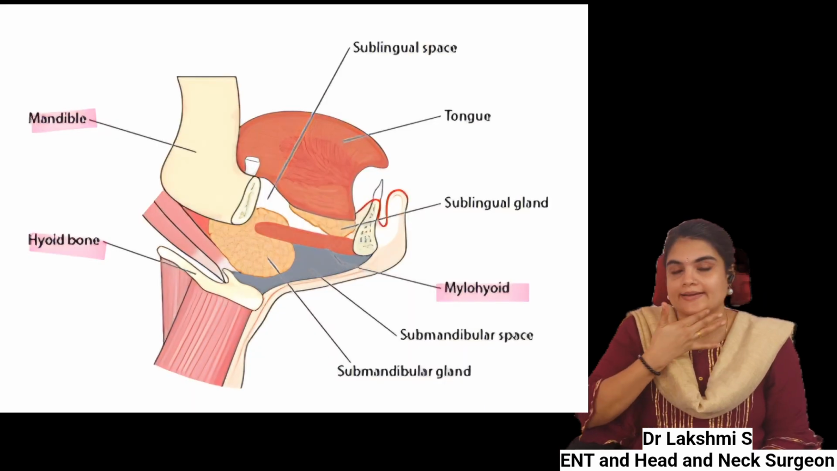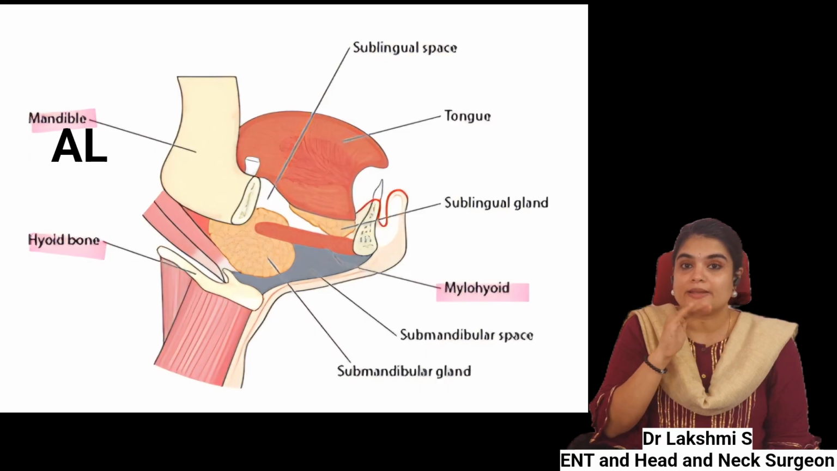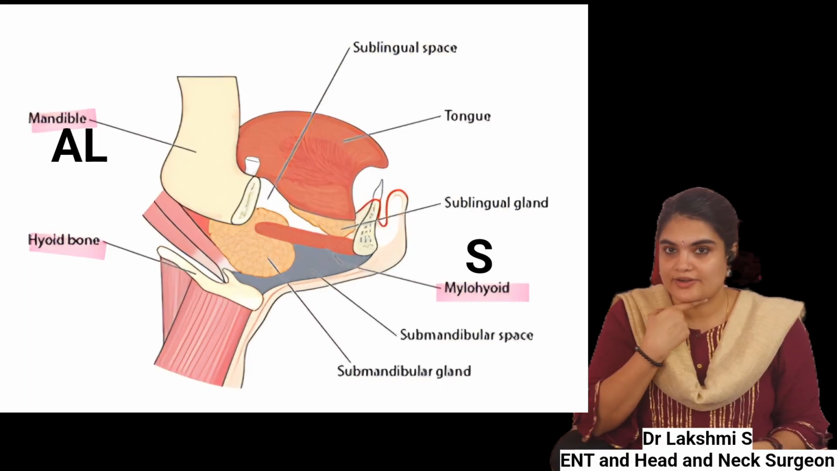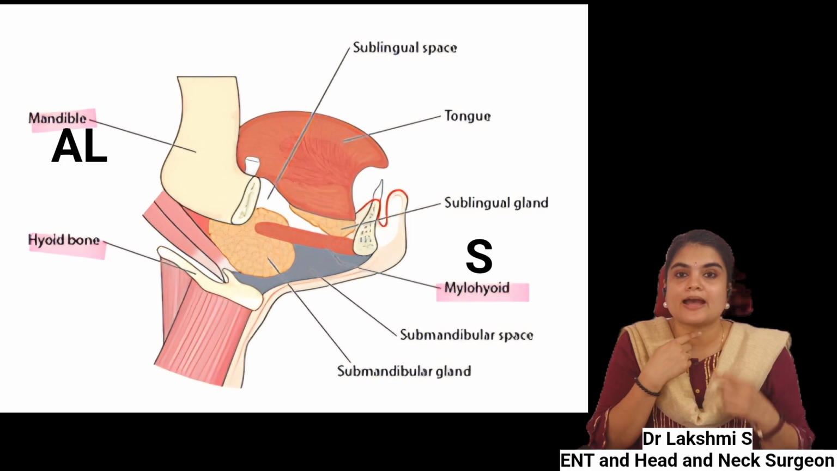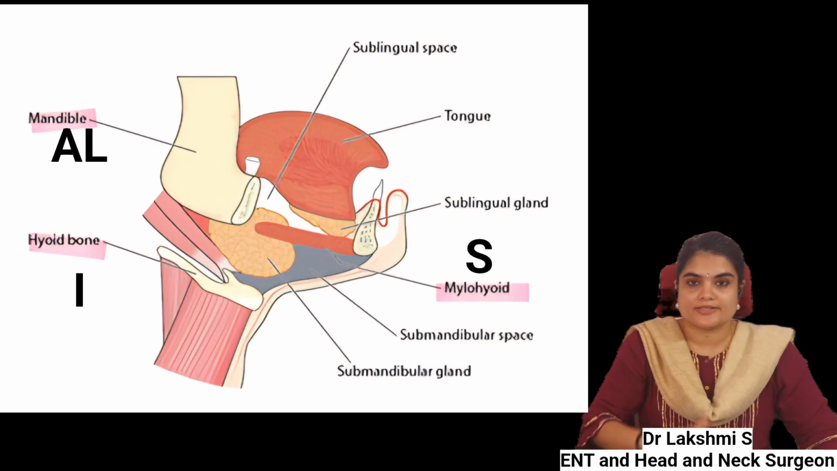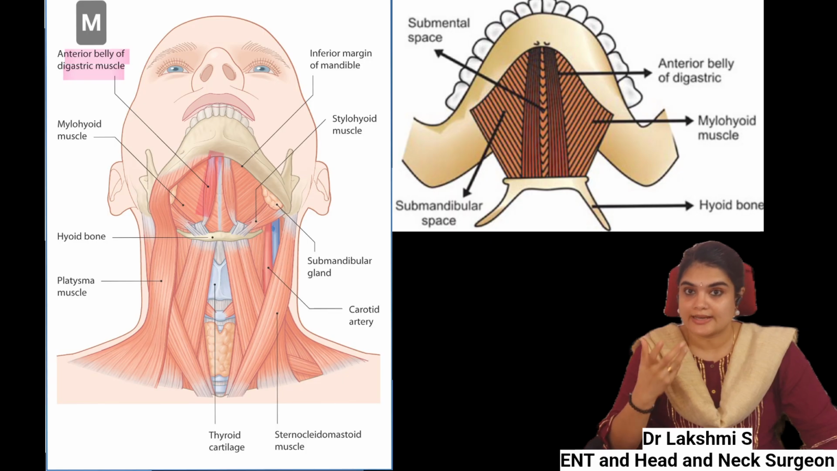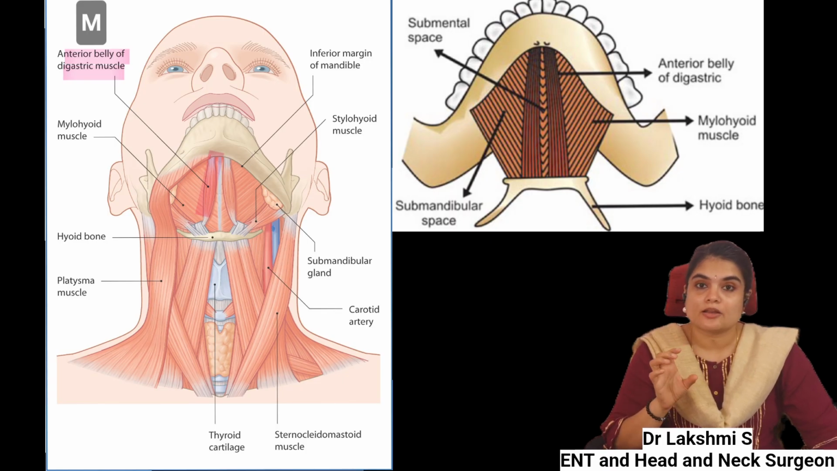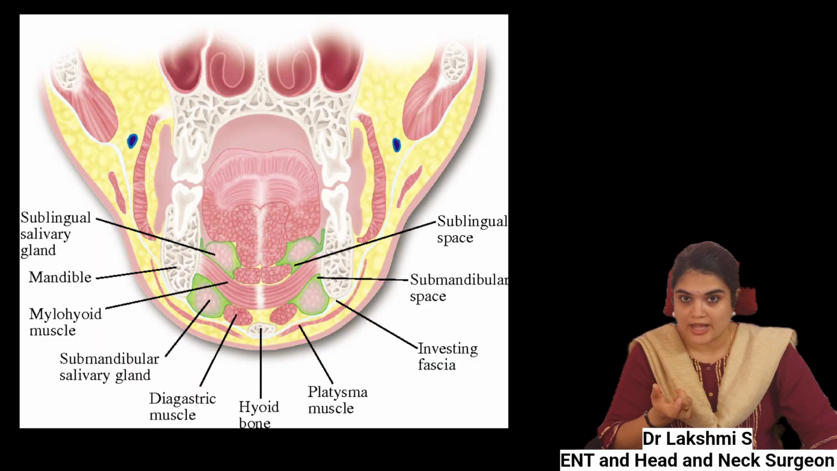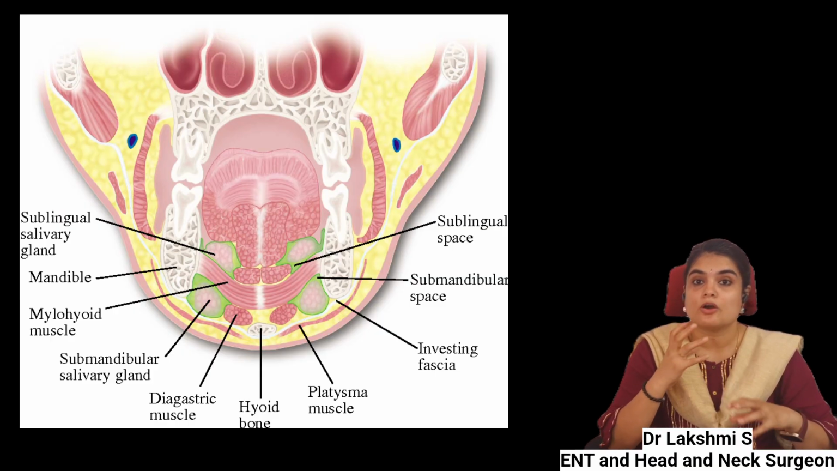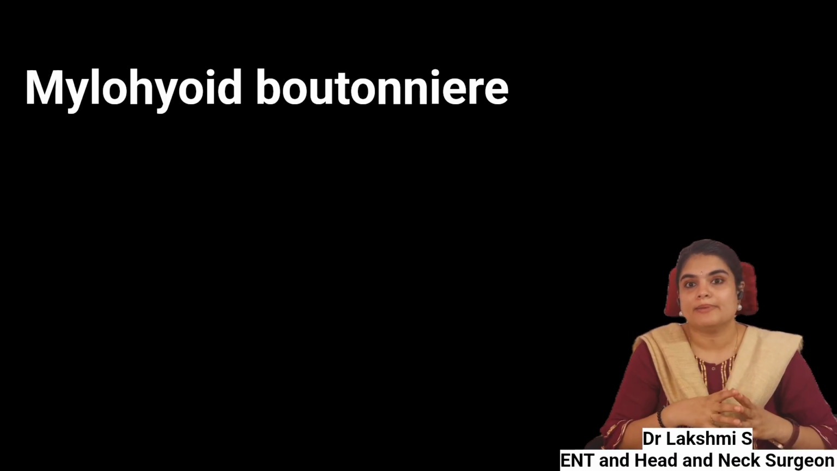What are the boundaries of the submandibular space? The submandibular space is bounded anterolaterally by the mandible, superiorly by the mylohyoid muscle, medially by the anterior belly of digastric, and inferiorly by the hyoid bone. This is where the deep fascia attaches. This submandibular space is enclosed by a superficial layer of deep fascia, except along the posterior margin of the mylohyoid muscle, where the submandibular space communicates with the sublingual space.